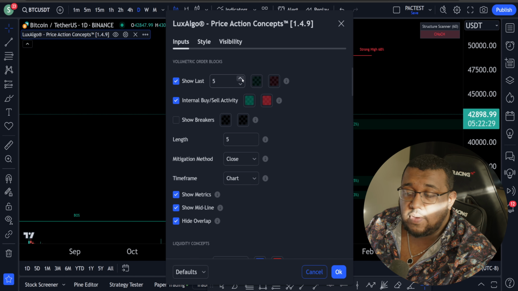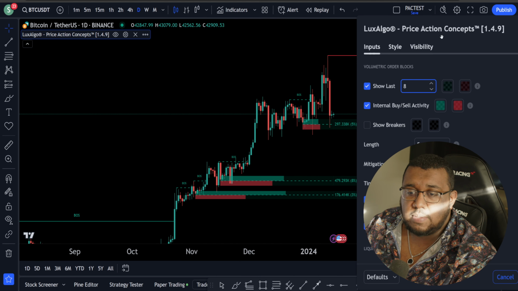Personally, for me, if I'm going through zoomed out quite a bit, I'll keep this around 7, 8, or 9. 10 is if you really just want everything. For now, we're going to set this to 8. Internal buy sell activity, you're going to keep the colors the same. Show breakers. You can do this one. It doesn't really make too much of a difference.